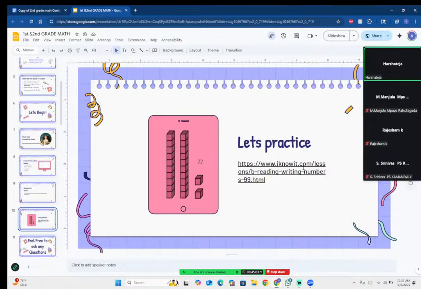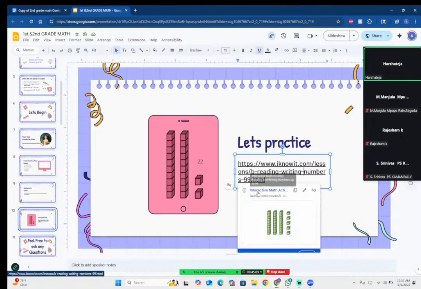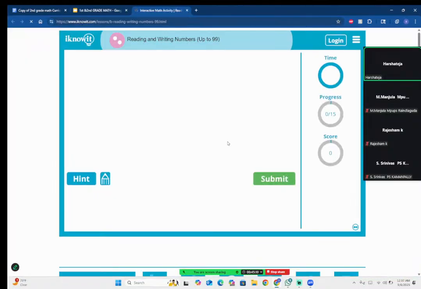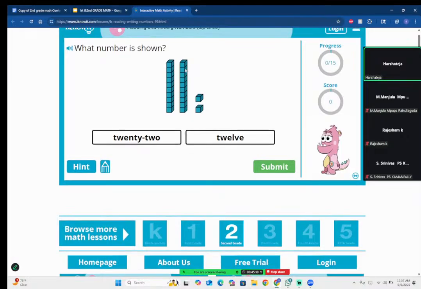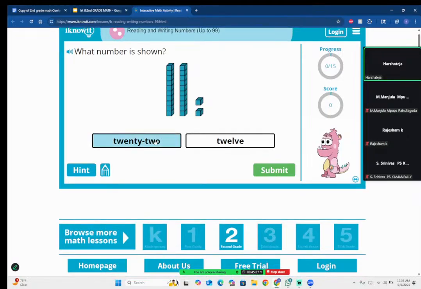So now after learning all that, we're going to do some practice. So I'm just going to go over a few examples. This is a stack of 10. So 20 plus 2. We expand it, it's 22.